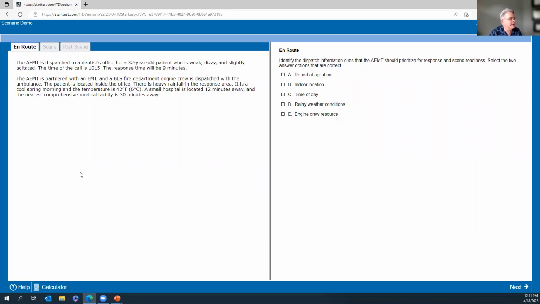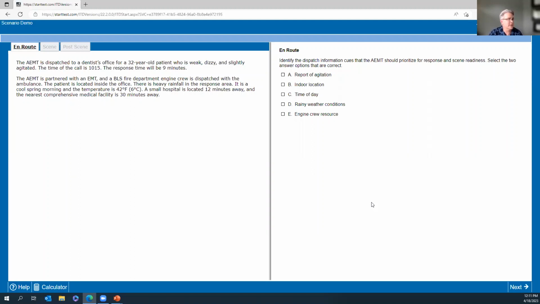So the en route phase is lit up. If I try and click on scene or post-scene, we cannot go there yet because we have to answer the items that are related to en route. On the right, we have the actual question. And so, for instance, this question is a multiple response item. I'll talk about this more later in the presentation. But in a multiple response item, we're asking them to select the correct answer options related to the text.